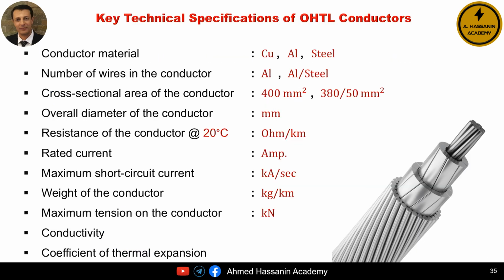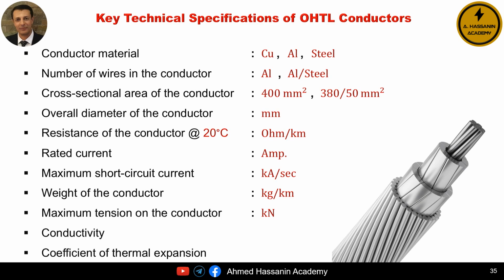Now let's talk about the most important data or technical specifications of overhead electric power transmission line conductors. First, we have the conductor material, which can be copper, aluminum, or steel. Next, we have the number of wires that make up the conductor. It could be aluminum only, or a combination of aluminum and steel, which we refer to as aluminum over steel.